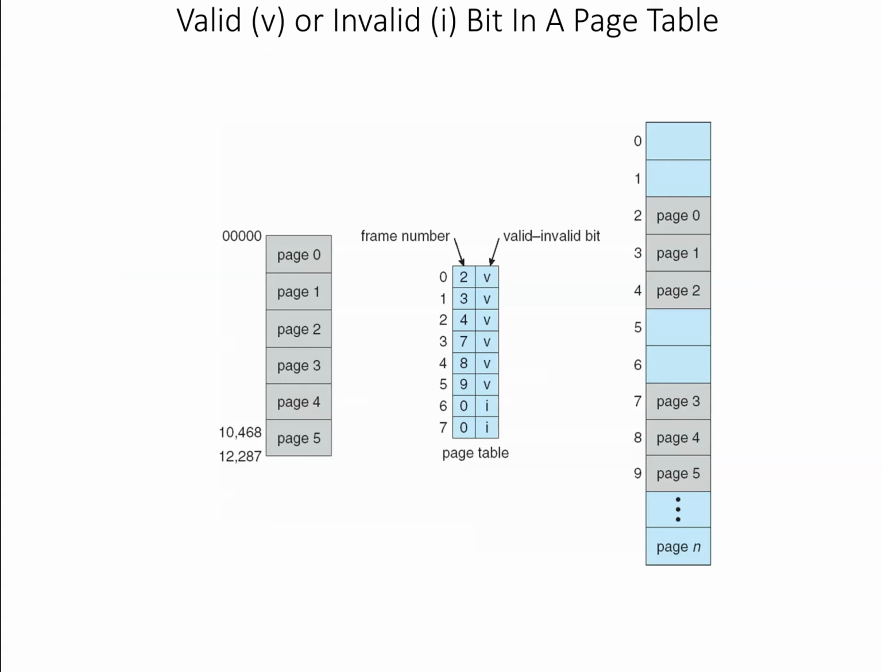So here's an example of laying out the valid and invalid bits. For example, if we look at 5, we can see the actual frame is not in memory. If we look at 6, it's also not in memory. The valid ones are.